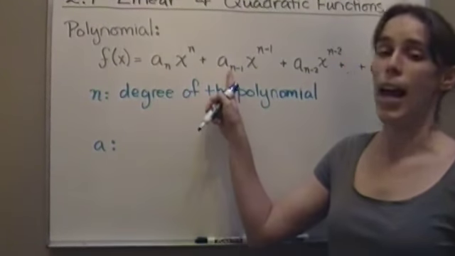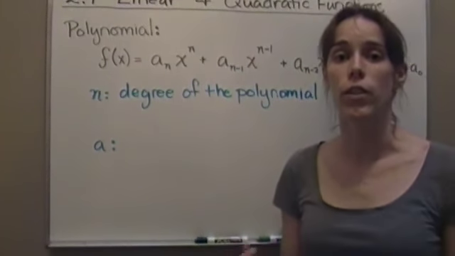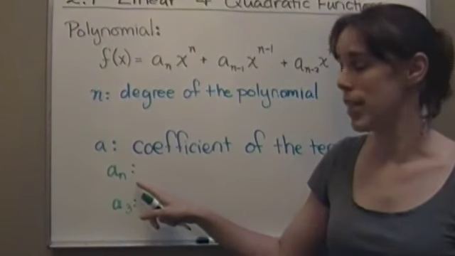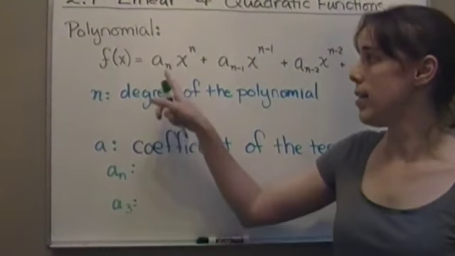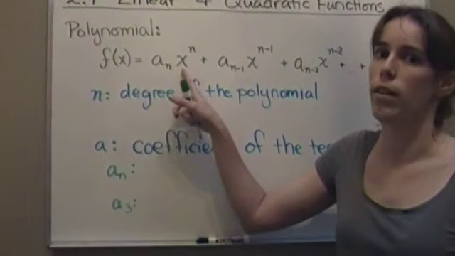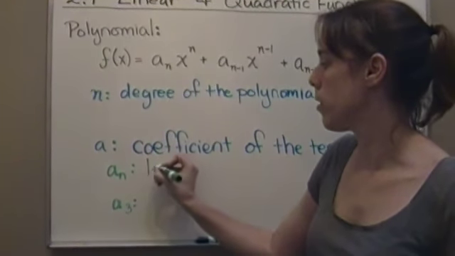A sub n minus 1, a sub n, that's all it is. It's just the coefficient of the x. While there are lots of coefficients, a sub n is called the leading coefficient. It's the one that's in front of the x with the highest exponent. So the one that sets the degree of the whole polynomial, the leading coefficient.